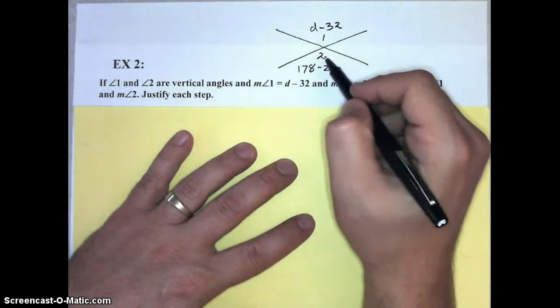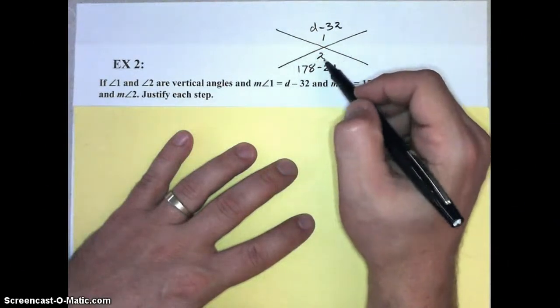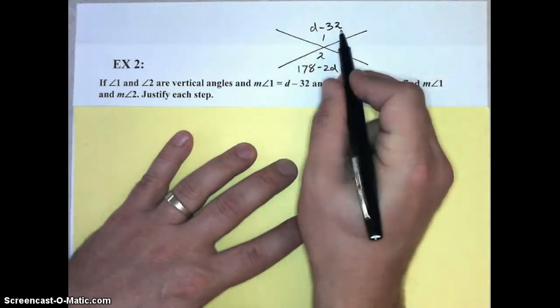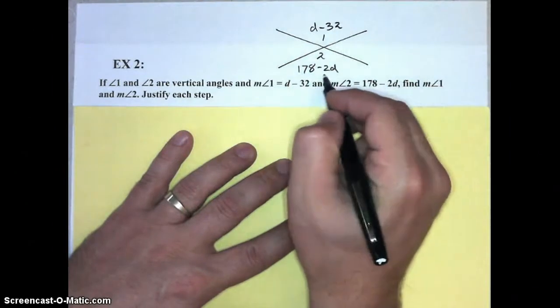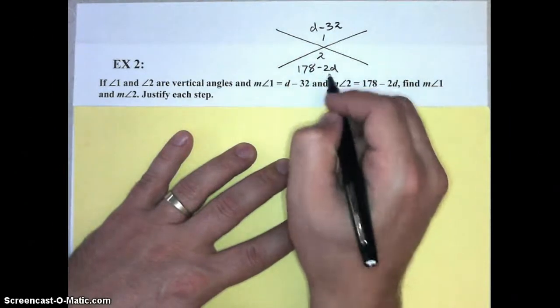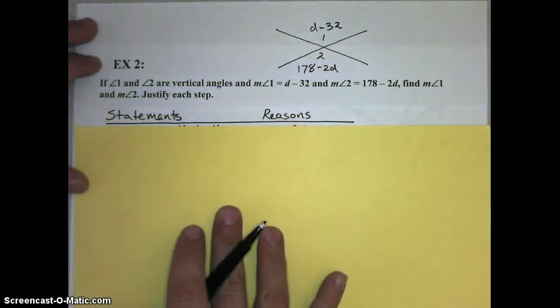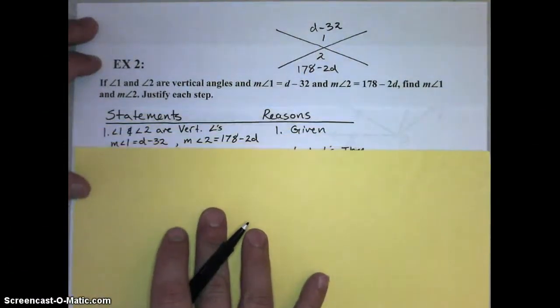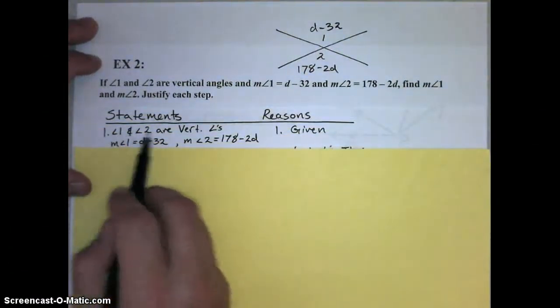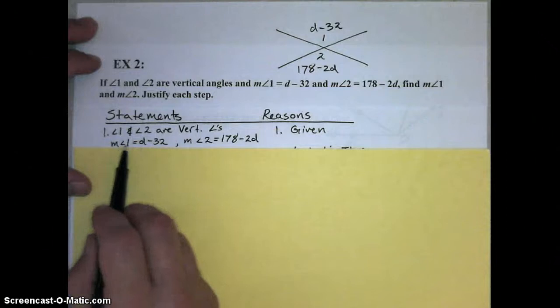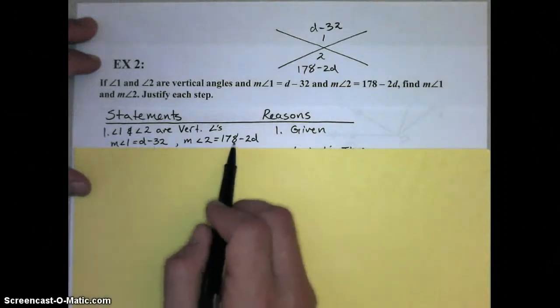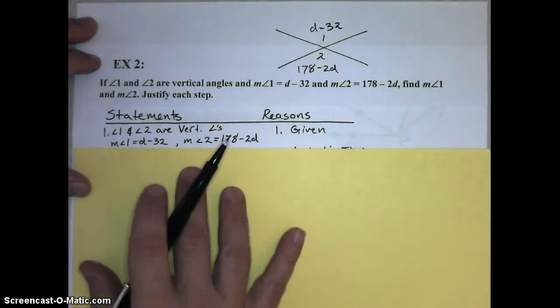Now, they're vertical angles. You may remember that vertical angles are congruent. That means these measures are equal to one another, and that's how I can come up with an equation to find the value of d and plug it in to find the angle measure. So we're going to write that out as a proof. Our first statement is all that given information. Angle 1 and 2 are vertical angles. Measure of angle 1 is d minus 32. Measure of angle 2 is 178 minus 2d.